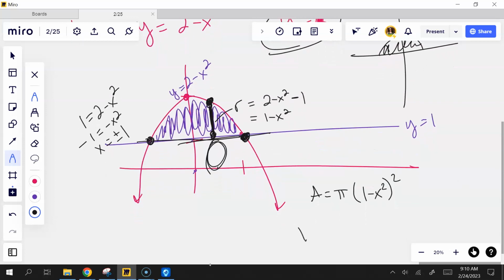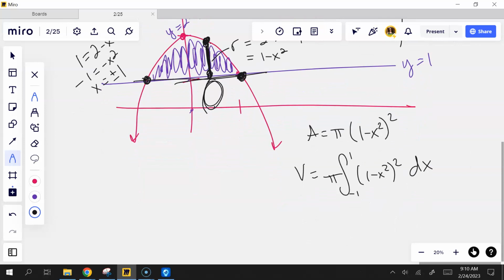All right, so volume, negative 1 to 1, or 0 to 1 doubled. Some of you like to use the symmetry. Pi times 1 minus x squared, squared, dx, with the pi on the outside. Does it say leave it? Okay, leave it. Does that make sense?